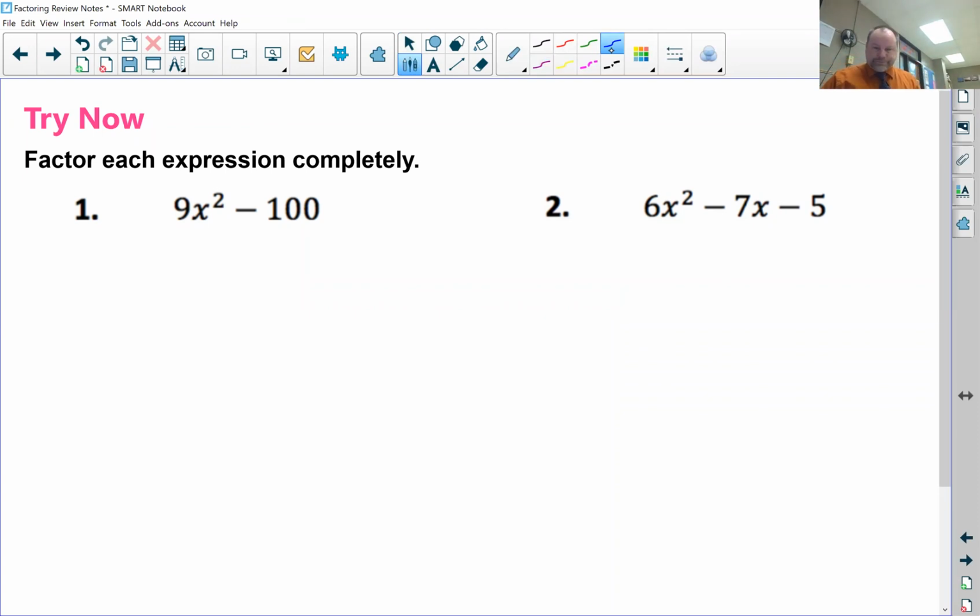So this first one, again, there's that subtraction, and only two terms. So I would immediately think, boy, is that a difference of two squares? 9 is a perfect square. It is 3 times 3. 100 is 10 times 10.